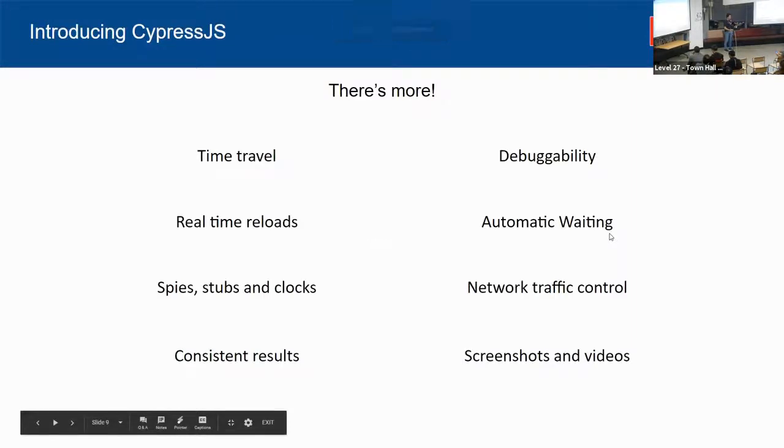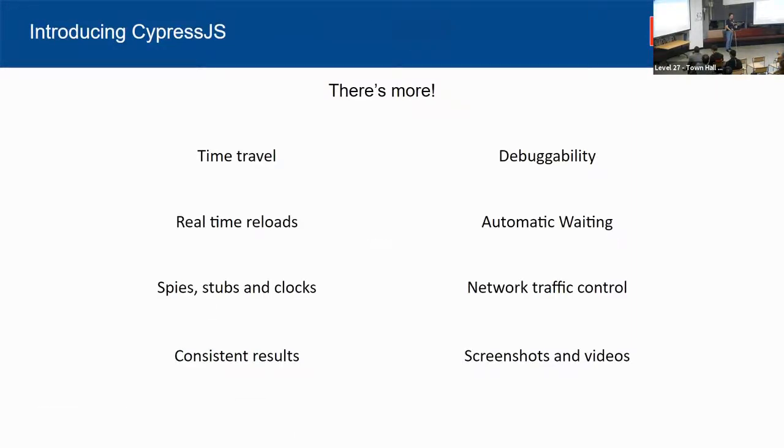There's more. With CypressJS, you can actually do time travel, debugging, real-time reloading, automatic waiting, spy stuff, so you can mock an AJAX response, for example. You can have a look at what happened in the network. You can take screenshots and video, especially with CLI, which is very powerful.